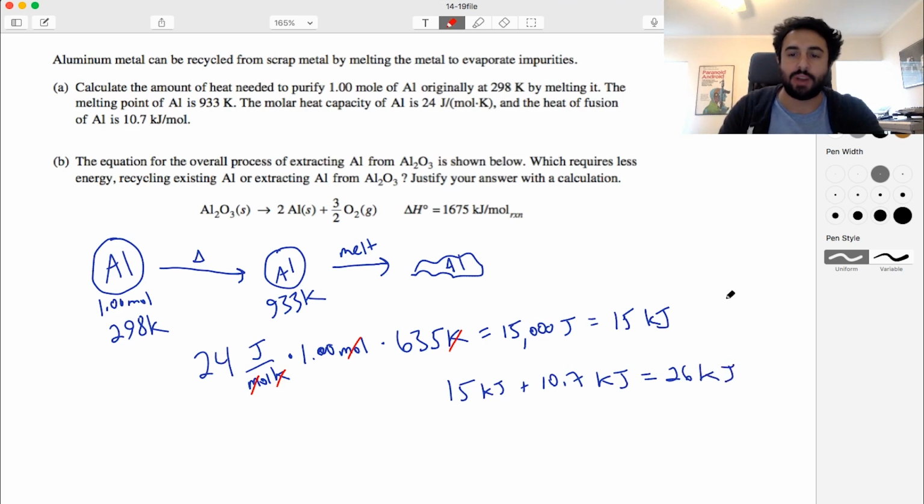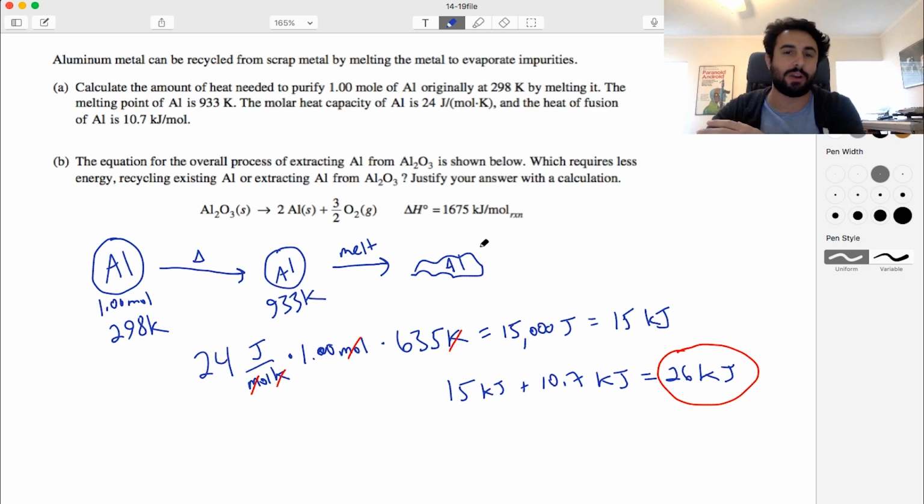Okay, so 26 kilojoules. That is the amount of heat needed to heat up the aluminum and melt the aluminum. So, yeah, that's the answer to part A. Now, B, the equation for the overall process of extracting aluminum from this aluminum oxide ore. So now we have this naturally occurring ore that's shown here. Which requires less energy, recycling existing aluminum or extracting aluminum from aluminum oxide?